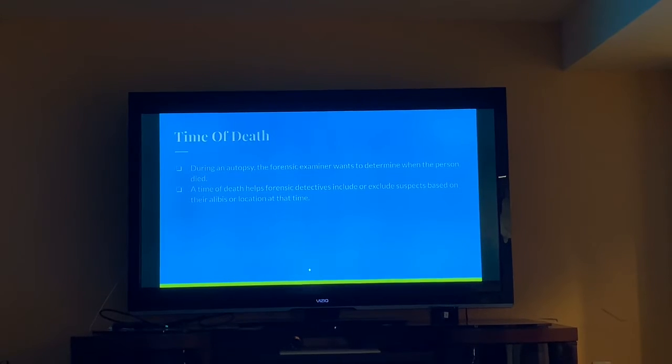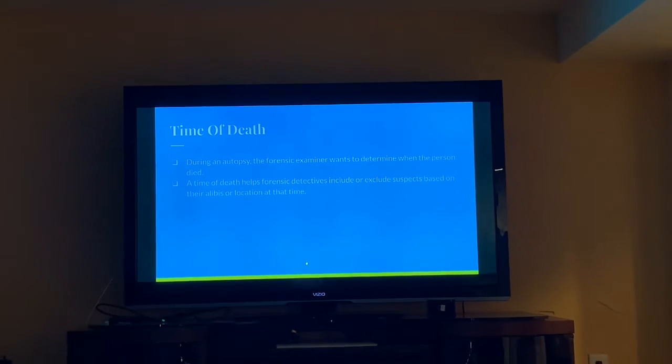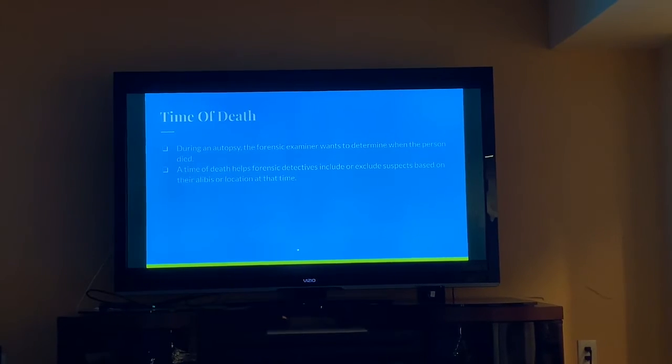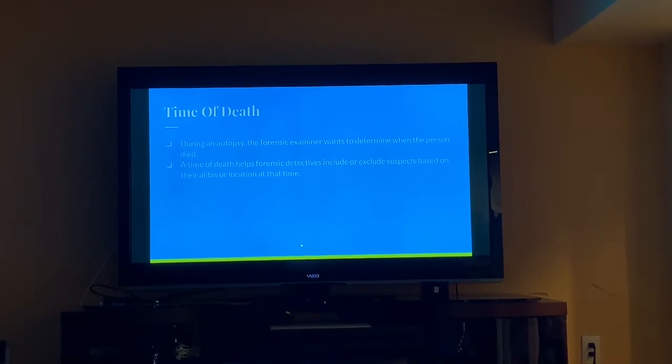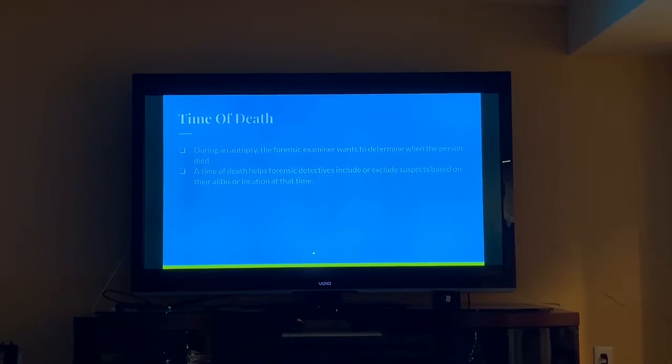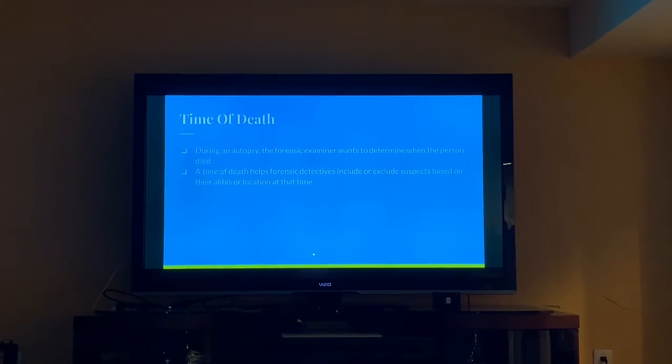Time of death. During an autopsy, the forensic examiner wants to determine when the person died. A time of death helps forensic detectives include or exclude suspects based on their alibis or location at that time.